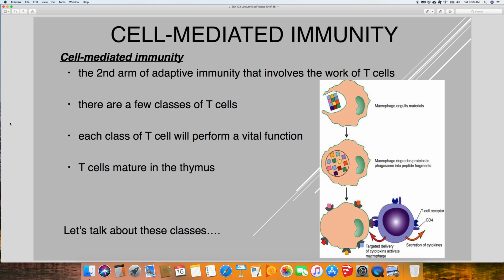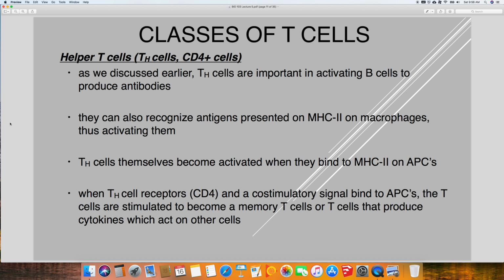Okay, then we talked about cell-mediated immunity, which is the other arm of adaptive immunity, and this deals with T cells. And of course, T cells, remember, mature in the thymus. So we're going to talk about a couple of classes of T cells, starting with the helper T cells. These are also known as CD4 positive T cells, and we already know that they're very important in activating B cells to undergo clonal expansion and to produce different types of antibodies. They also recognize antigens presented on MHC class II on macrophages as well as dendritic cells, which activates them.